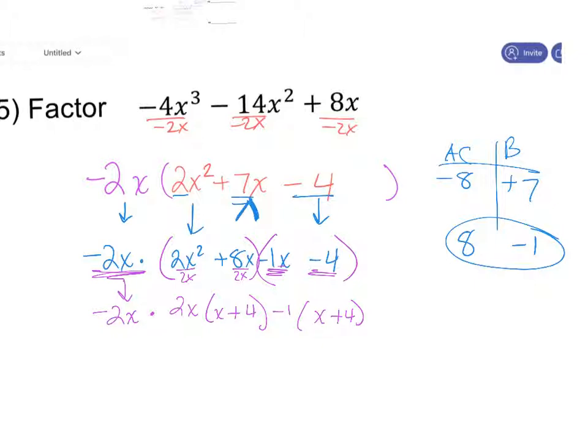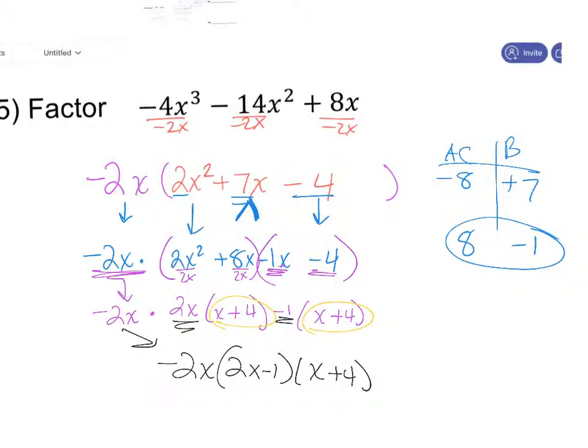Can you combine? Then we look at this and we see, yeah, look, we have a common x plus 4. So we're going to write that x plus 4 on the outside. The 2x minus 1 is still there. And then I can't forget you, negative 2x.